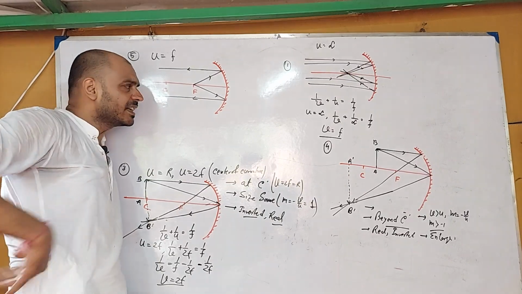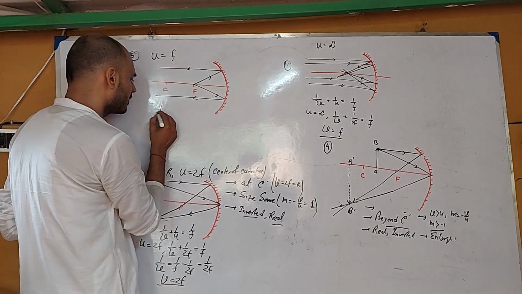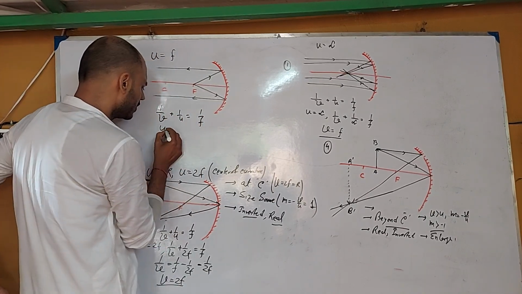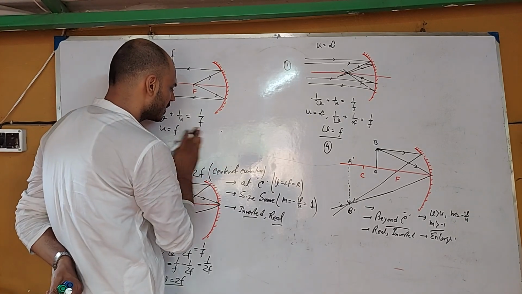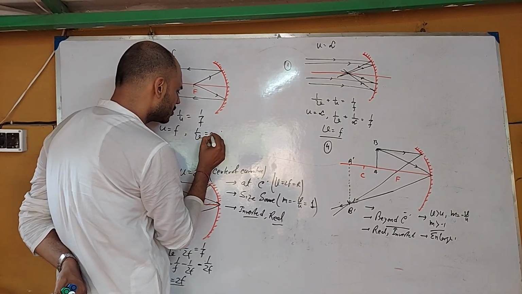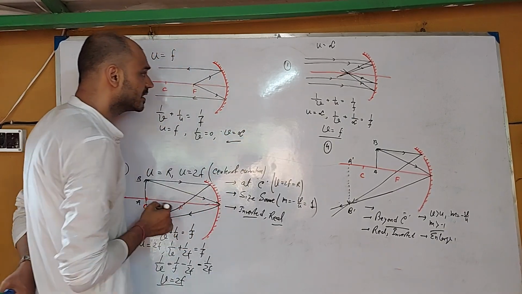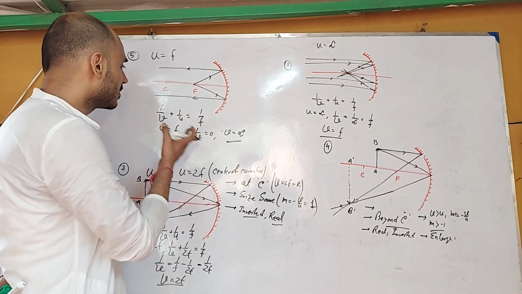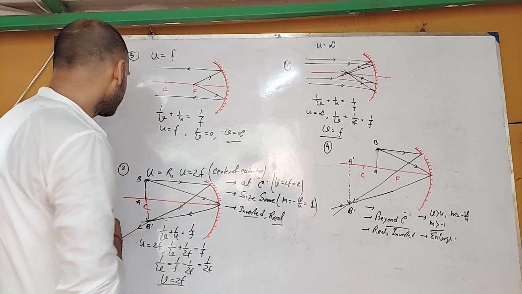Okay. Then we can use this formula to determine the position of the image also: 1 by v plus 1 by u is equal to 1 by f. If we put u is equal to f, then we get 1 by v is equal to 0, that is v is equal to infinity. What do we mean by v is equal to infinity? V equal to infinity means the position of the image is at infinity. Okay. Understand?